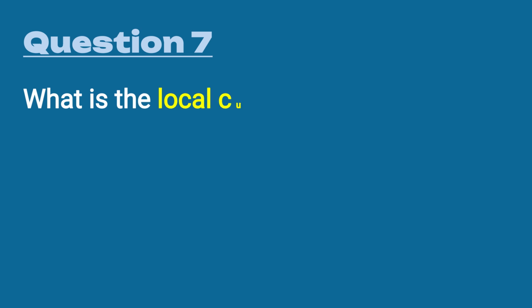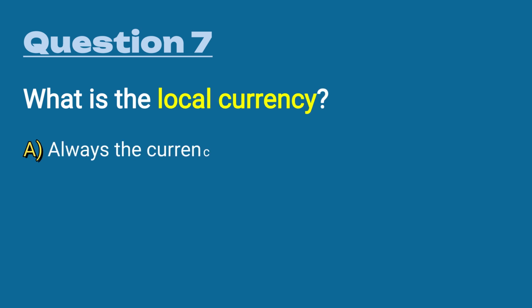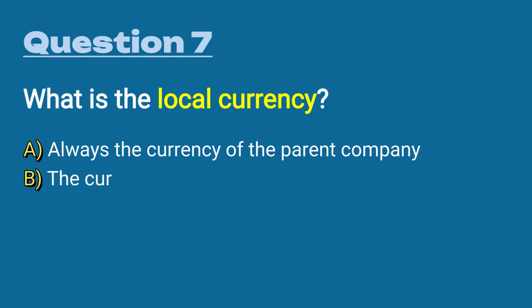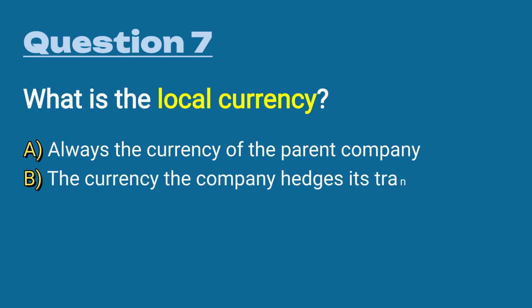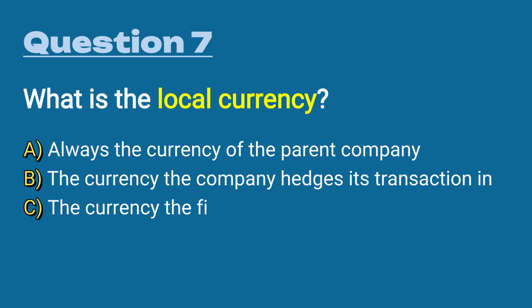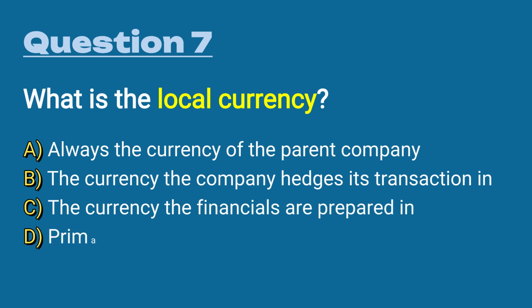What is the local currency? A, always the currency of the parent company. B, the currency the company hedges its transactions in. C, the currency the financials are prepared in. Or D, the primary currency in the country.